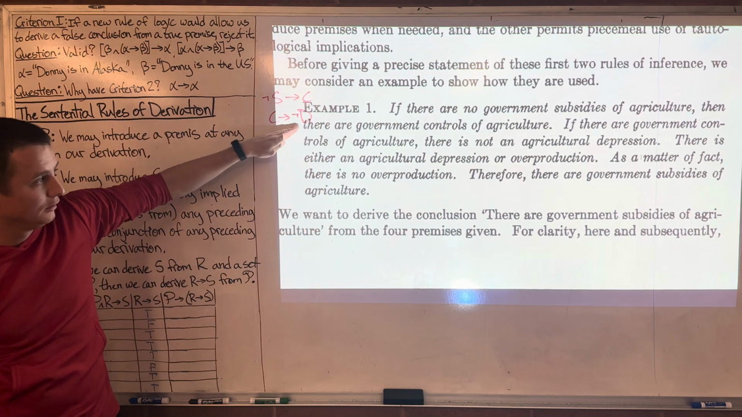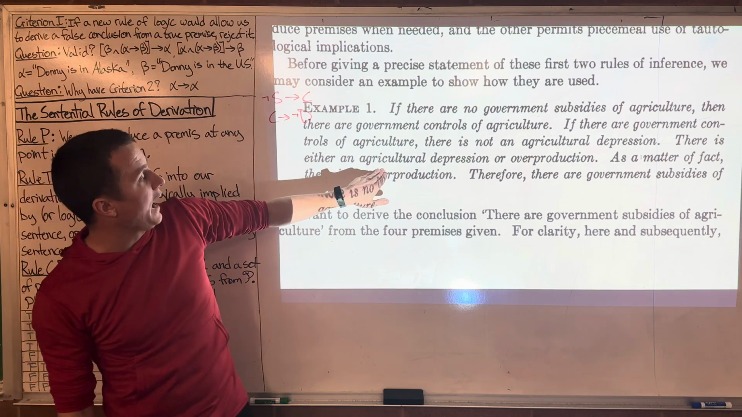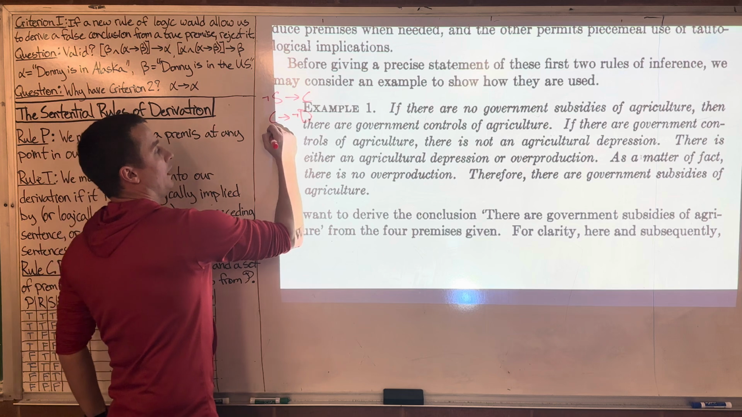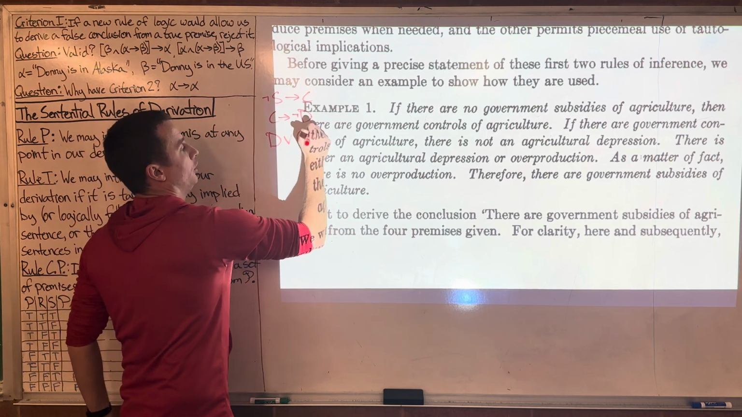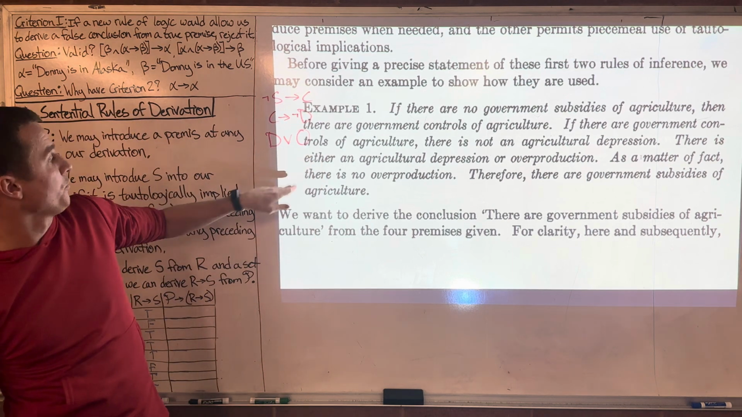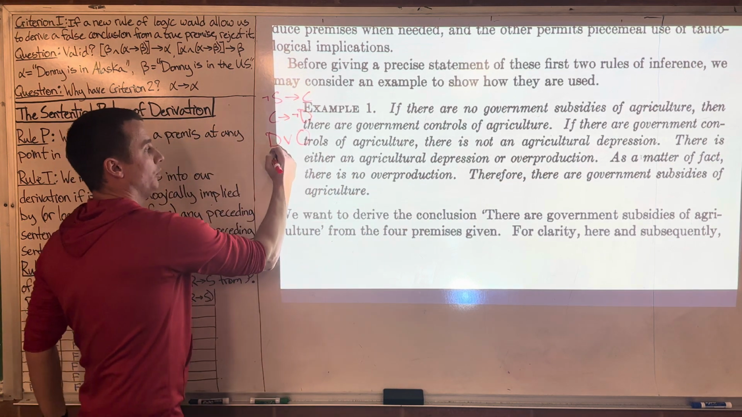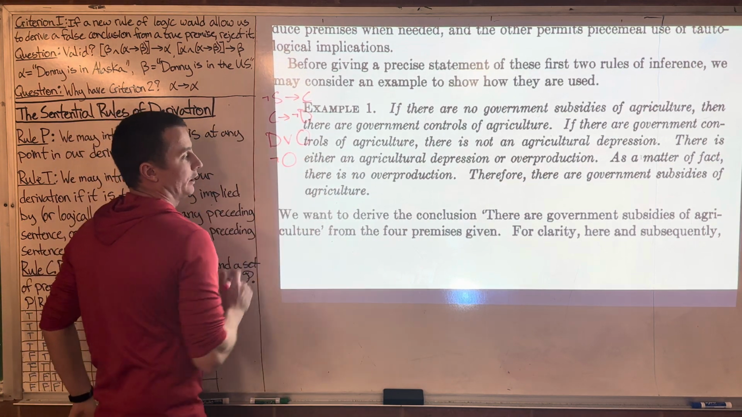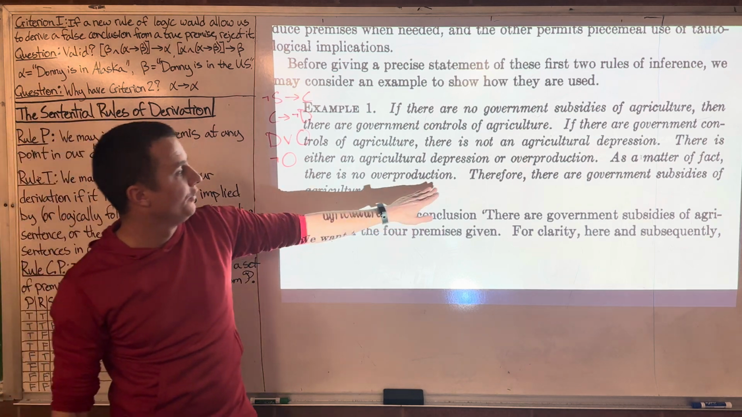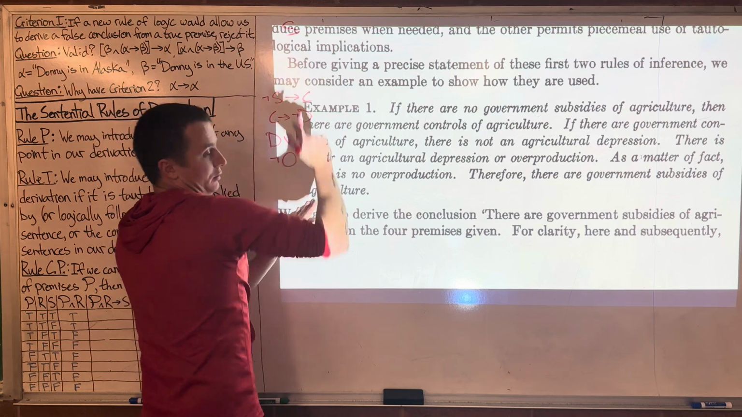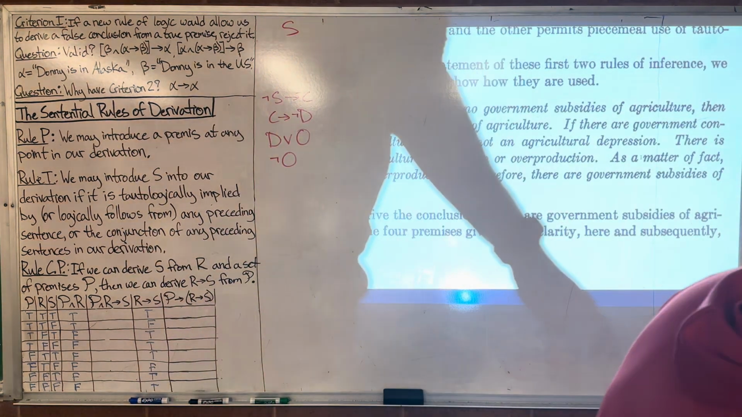There is either an agricultural depression or overproduction. So we have D or O. And then, as a matter of fact, there is no overproduction. So we know not O. We are trying to prove, therefore, there are government subsidies of agriculture. So we're trying to prove S. And now we can close that.